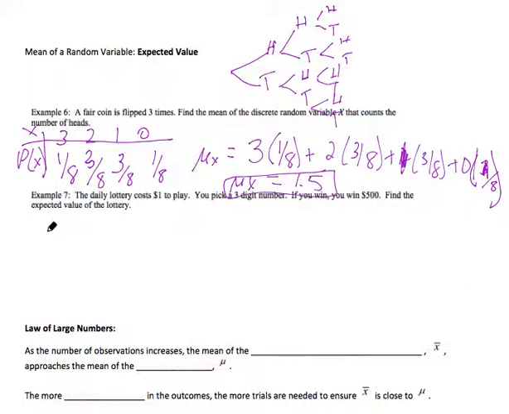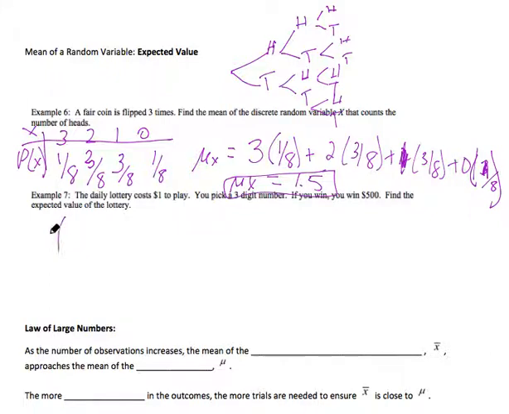The daily lottery costs $1 to play. You pick a 3-digit number. If you win, you get $500. Find the expected value of the lottery. So what do we expect the value of that lottery ticket to be, knowing that we're going to pay $1 to play? What do we expect to win when we do this? We're not necessarily going to win that, but what do we expect to win?